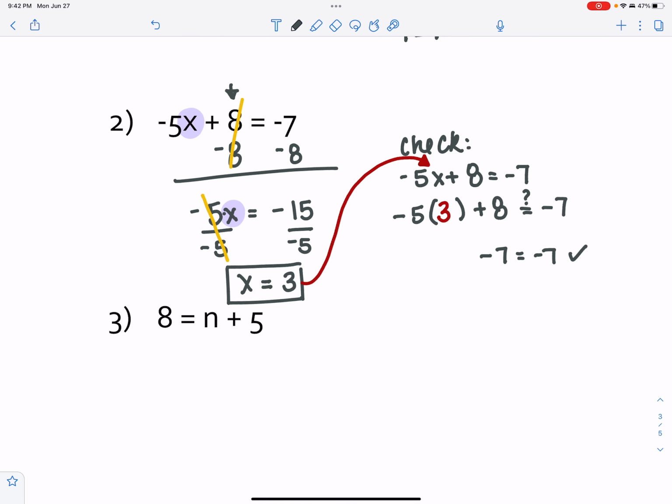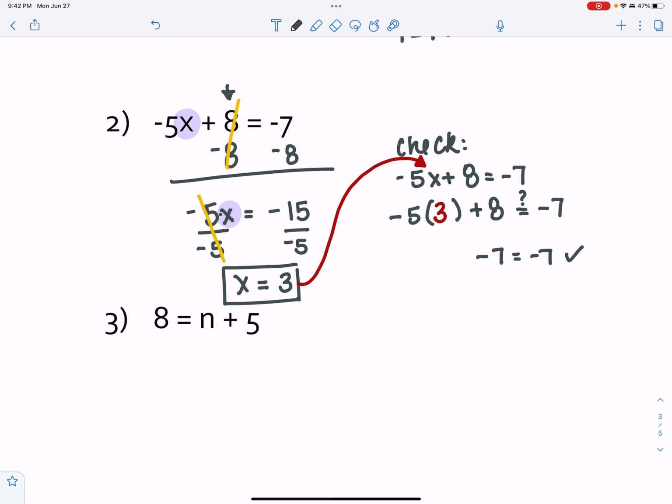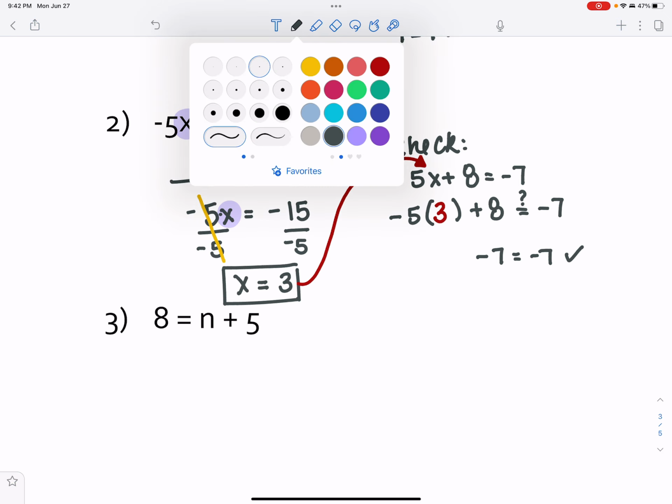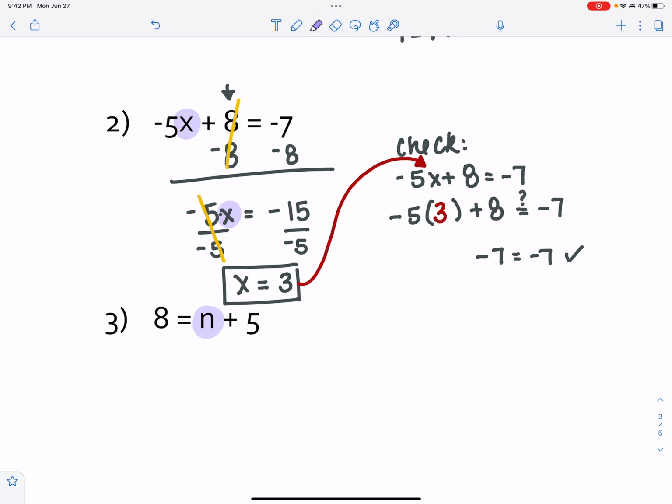All right, my next one, number 3. 8 equals n plus 5. They flipped it around on me. They put the n on the other side of the equation, but that's okay. I'm still trying to get that variable by itself. And so I need to undo plus 5. So I'm going to subtract 5 from both sides, carry down that equal sign. Those 5's are going to cancel and leave me with n equals positive 3.